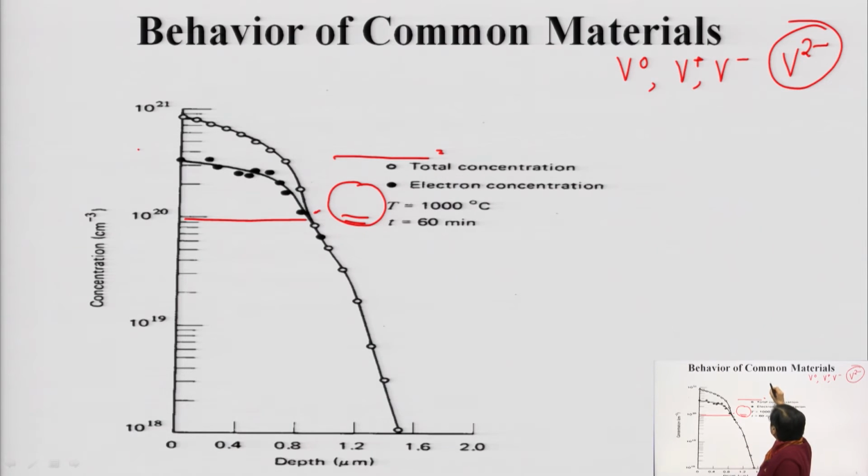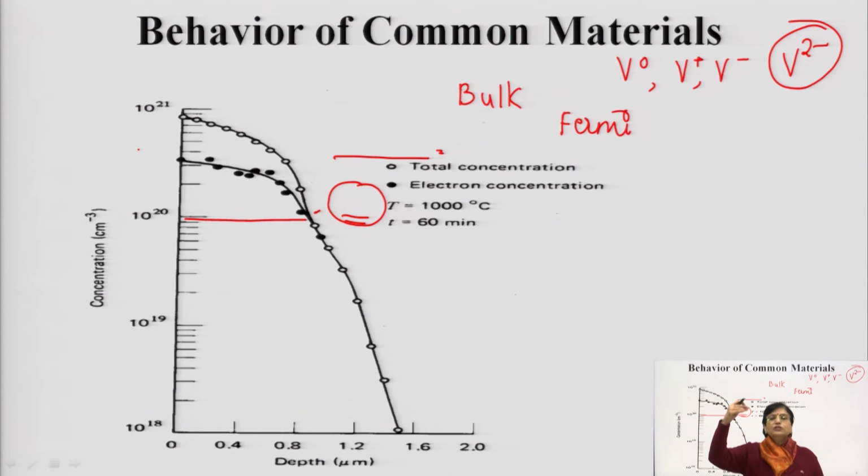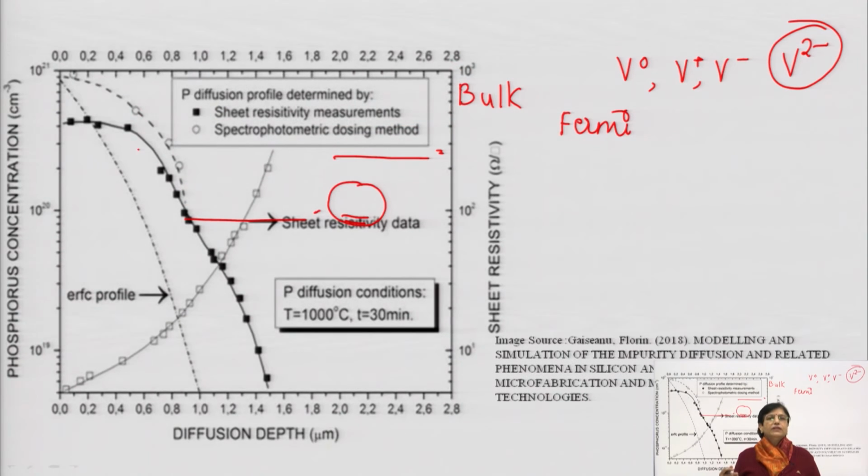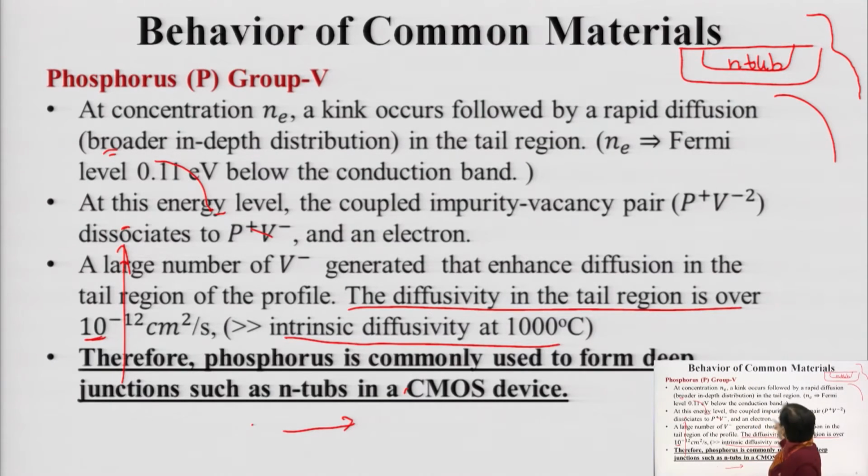Now, you have something known as bulk intrinsic concentration, and when you are adding diffusion or you are adding impurity into it, the Fermi level will shift from the conduction band towards the mid band, and this shift in the Fermi level by almost 0.11 electron volt will change the behavior of species or energized species within this bulk.